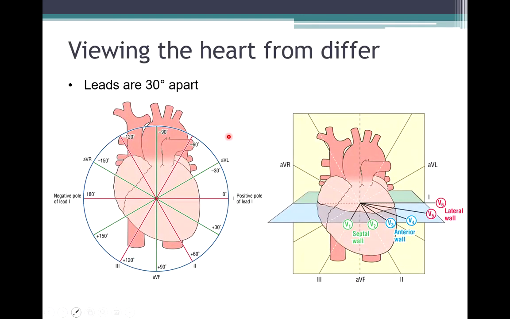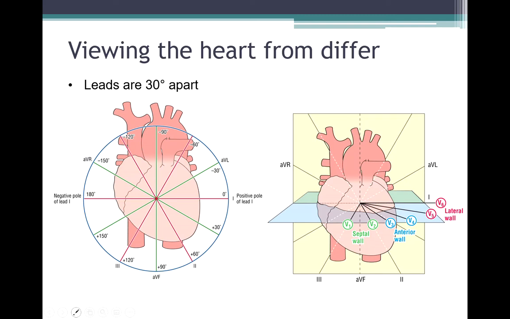See, our limb leads allow us to look at the heart from a lot of different angles in more of this frontal plane, while the precordial leads allow us to look at the heart from more of a transverse plane. It's these leads that create a hexaxial system which produce pictures from different angles. And between the two different sets of the precordials and the limb leads, we can get a pretty good picture of what the heart looks like.